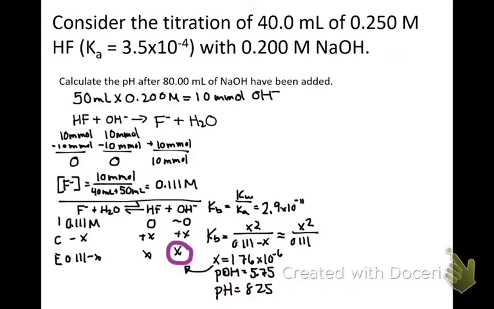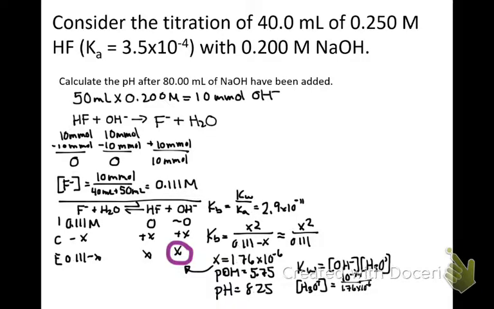Or you could use, remember that Kw equals the OH minus times the H3O plus concentrations. And so you could find H3O plus using 10 to the negative 14 divided by 1.76 times 10 to the minus 6, and then calculate the negative log of H3O plus that way. Okay. So we have calculated the pH after we've added 50 milliliters.